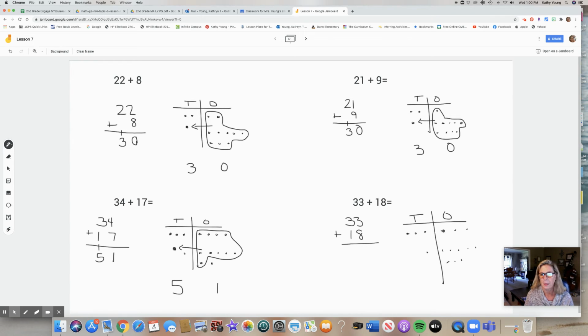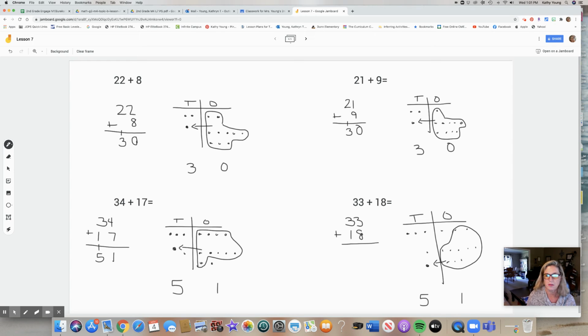Okay. 3 plus 8 is 11. I'm going to use 10 of those 11 to create a new 10. I have 1 left over. And now I have 1, 2, 3, 4, 5 tens.